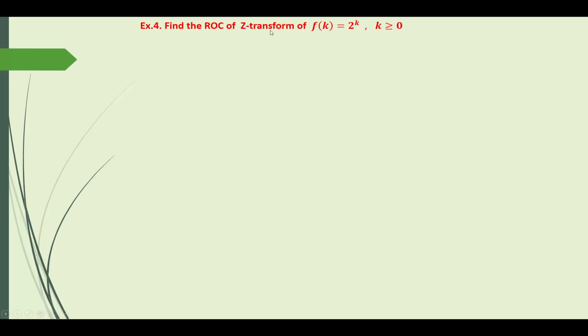Example 4. Find the ROC of Z transform of f of k equal to 2 raised to k for k greater than or equal to 0, means for k positive. Find the region of convergence of Z transform. We know Z transform when k is positive is F(z) equal to sigma k varies from 0 to infinity, because k is positive, f of k z raised to minus k.